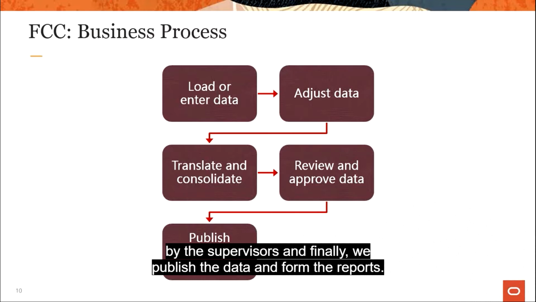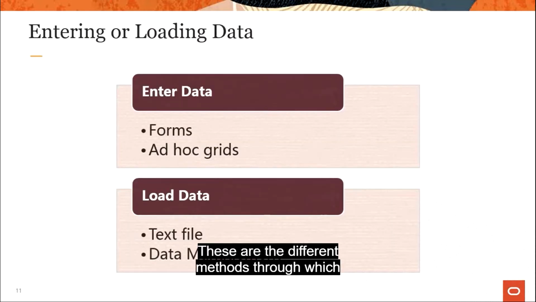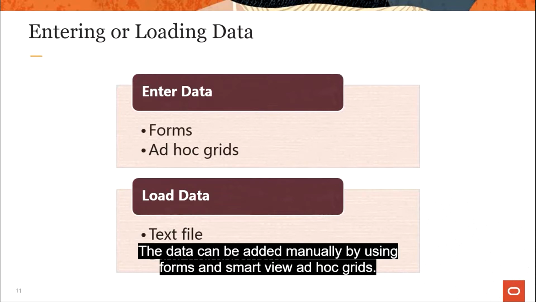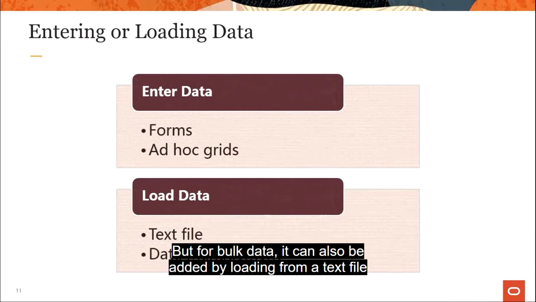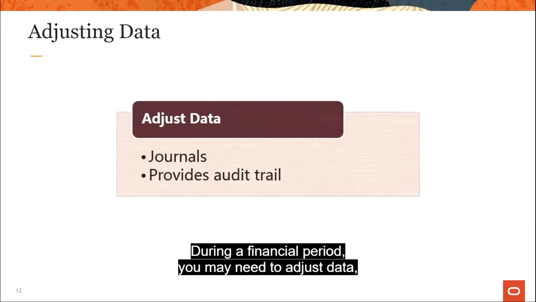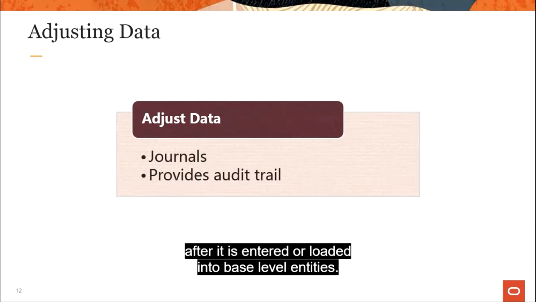These are the different methods through which we can enter data in the FCCS application. The data can be added manually by using forms and Smart View ad hoc grids. But for bulk data, it can also be added by loading from a text file or through data management. During a financial period, you may need to adjust data after it is entered or loaded into base level entities.